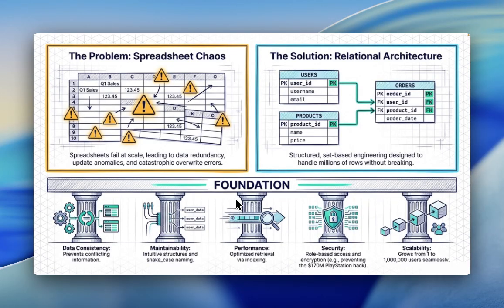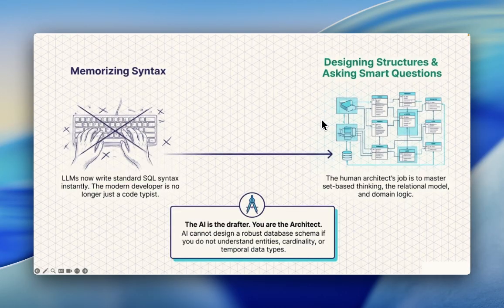The solution, relational architecture, structured set-based engineering designed to handle millions of rows without breaking. Foundation, data consistency, prevent conflicting information. Maintainability, intuitive structures and snake case naming. Performance, optimized retrieval via indexing. Security, role-based access and encryption. Example, preventing the $170 million PlayStation hack. Scalability, growth from 1 to 1 million users seamlessly.